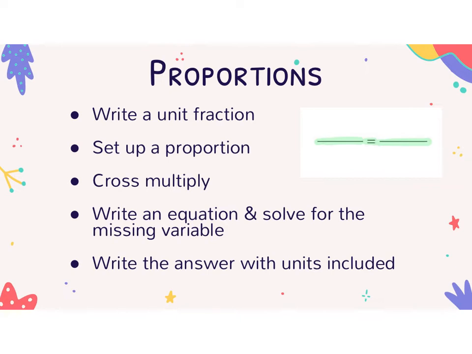Over on the right, we see that we have 2 fraction bars and an equal sign in between. Once you plug your numbers in to your proportion, you will cross multiply and write an equation. We will then solve for the missing variable by dividing on both sides of the equation. And when we get our answer, we will write our answer with the units included if it is a word problem.